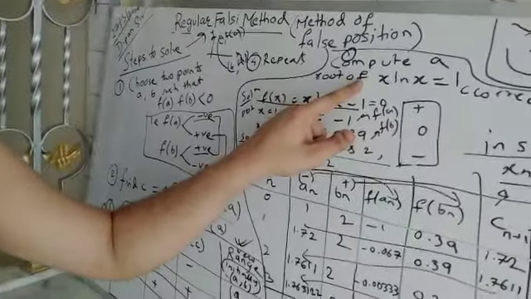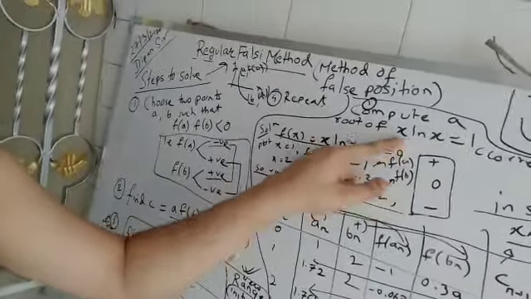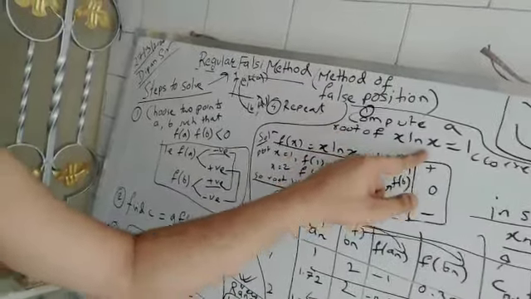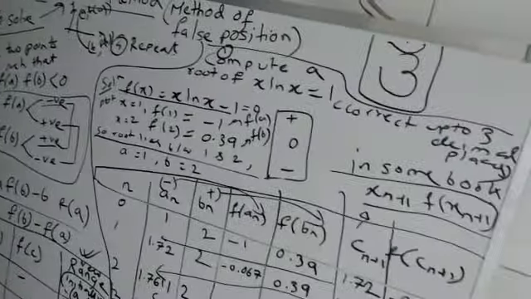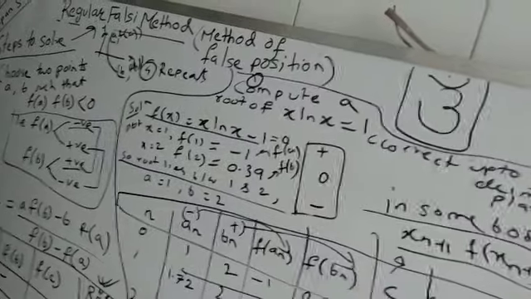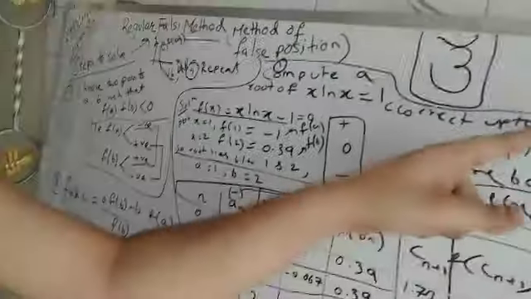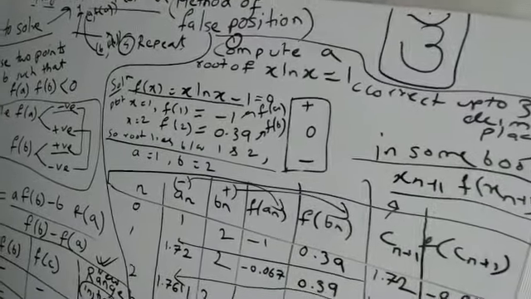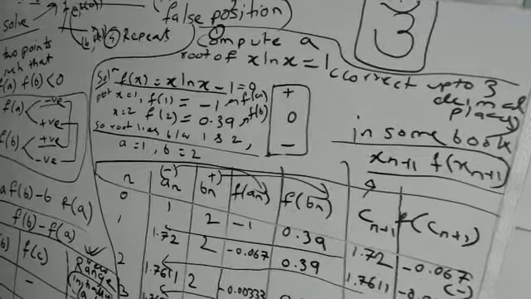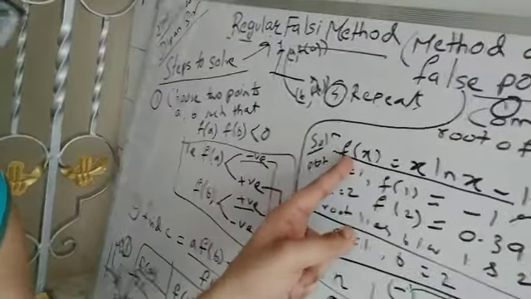See, they are asking to find the root of this, x ln x is equal to 1. Your answer should be corrected up to 3 decimal places. That means after the decimal point, you need to consider only 3 places. Fine. So first of all, you need to determine the function, that is f(x).